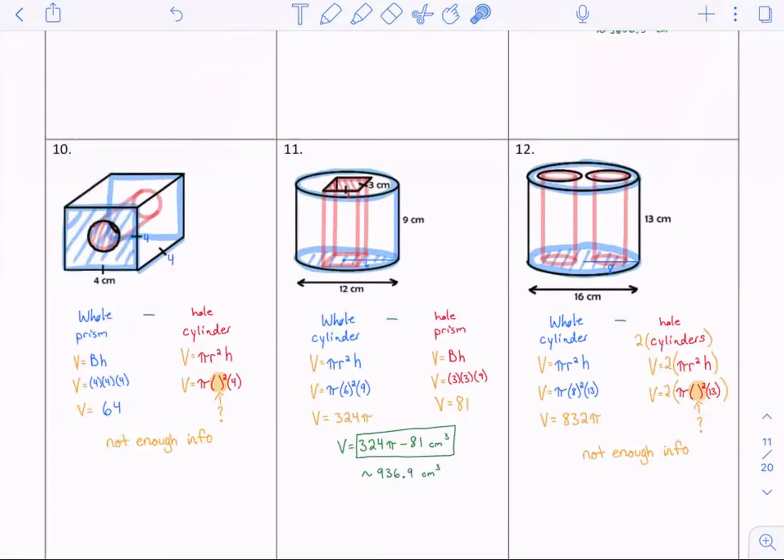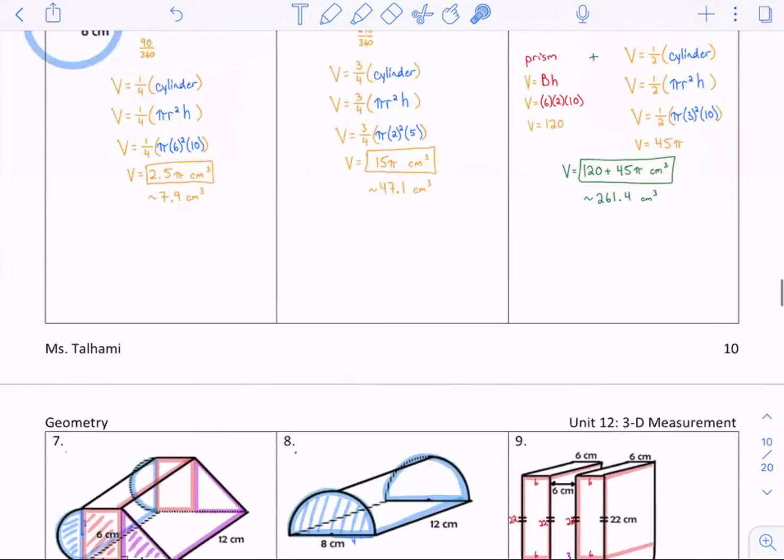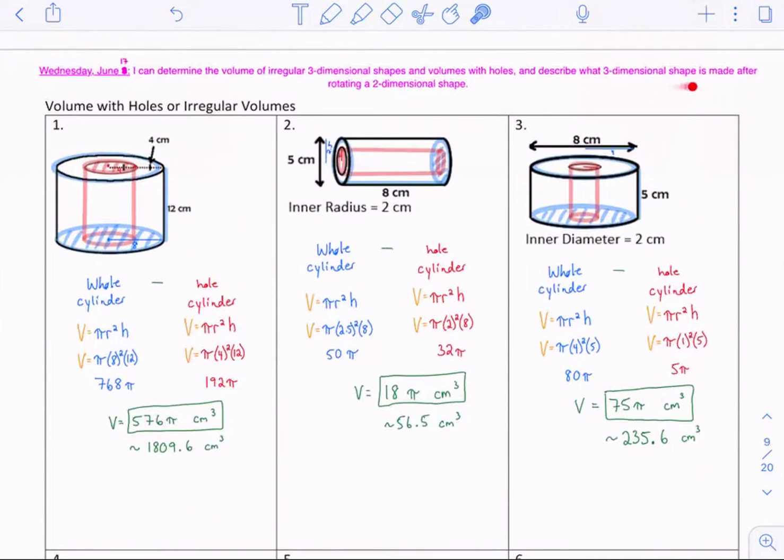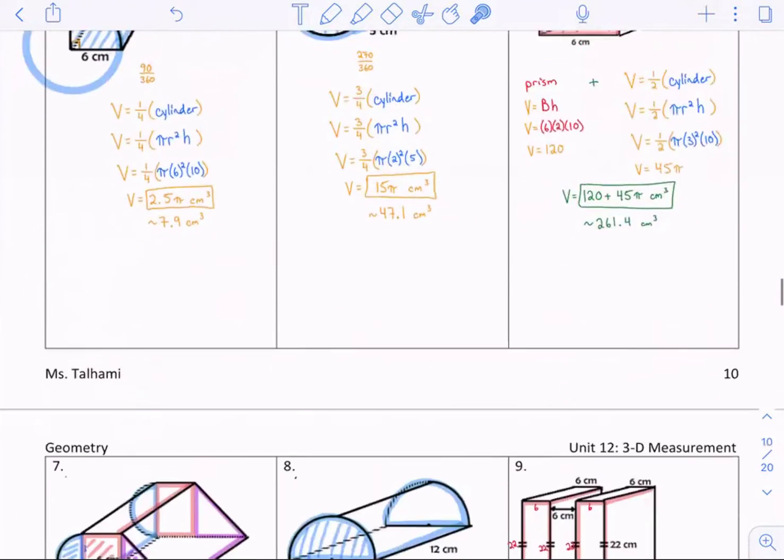So that's how you find the volume of irregular shapes and the volume of shapes that have holes. So that's the first part of our goal for today. And then the second part is talking about 3-dimensional shapes after rotating a 2-dimensional shape.